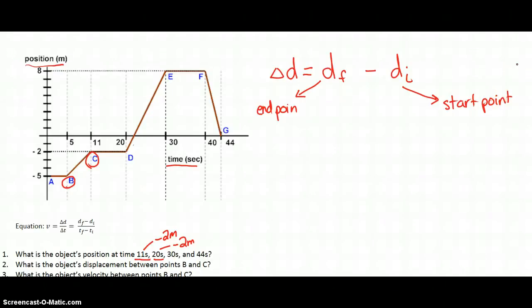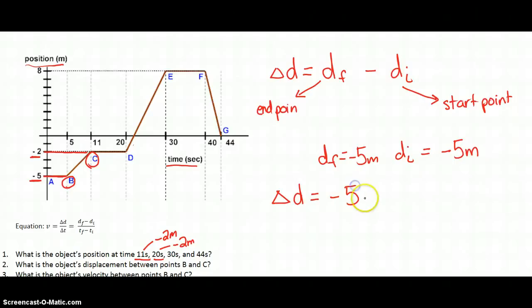Okay, so at point B, I'm going to find my position. I'm going to look over and delta d sub I is negative 5 meters. My end point is going to be y-axis f and negative. Now I can put my delta d equals negative 5 meters.